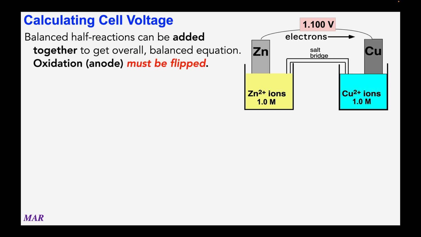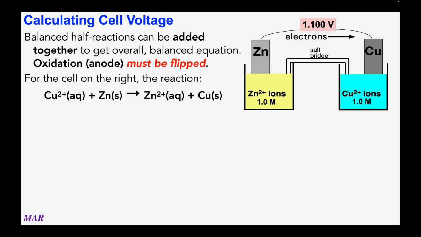To actually do some chemistry on it, to figure out the reactions that are happening, you want to balance those half reactions and add them together to give an overall balanced equation. Just remember that the oxidized part is going to have to be flipped when you look at that table of reduction potentials, because again, oxidized parts are not listed on the table, only reductions are. You can flip it though and see what happens.